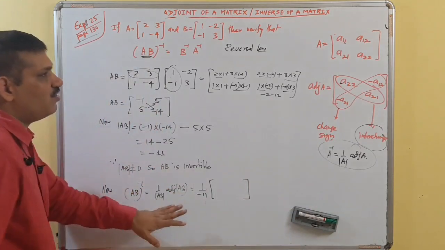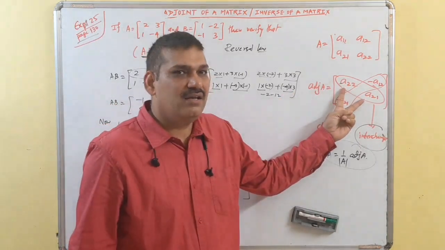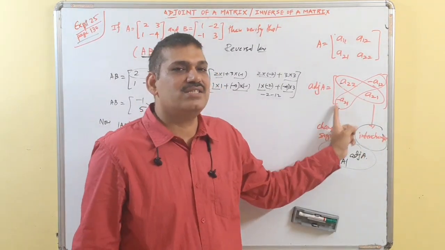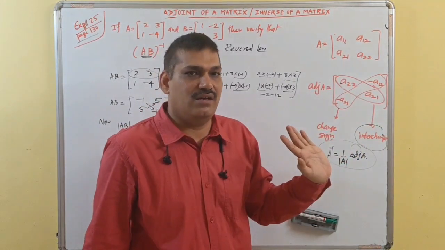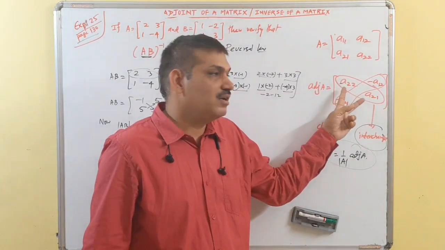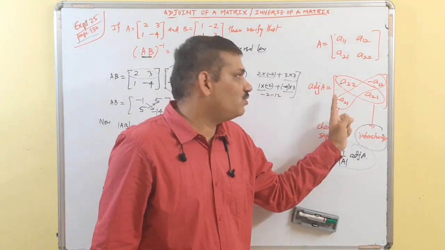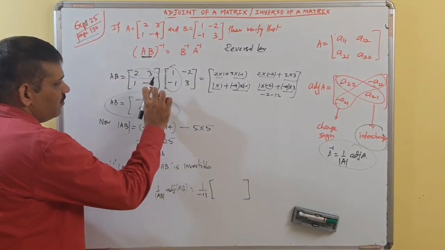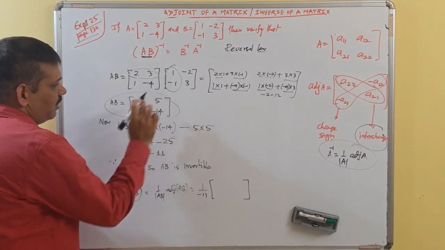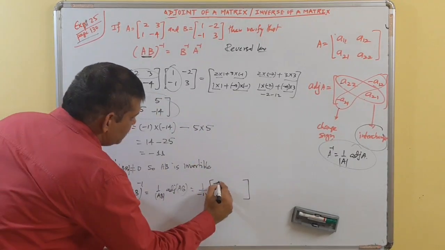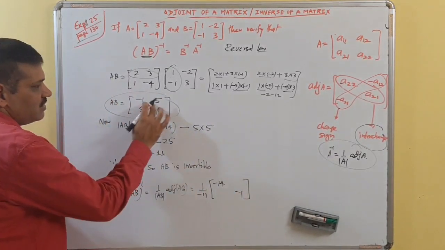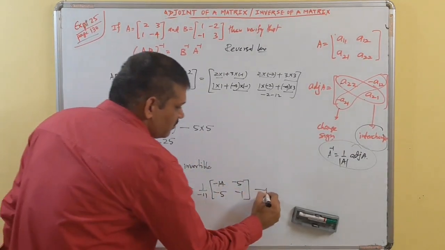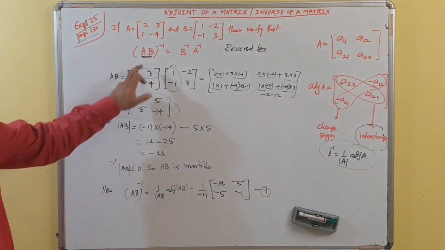See, the adjoint of any matrix is obtained by interchanging the elements of its leading diagonal and by changing the sign of the non-leading diagonal elements. We will interchange these two elements. These two elements will not change their place, only the sign will be changed. So here is AB. We will simply interchange these two elements, that is minus 14 and minus 1, and we will change the sign of these two. This will be minus 5 and this will also be minus 5. This is equation 1. Our left hand side is ready, AB inverse.